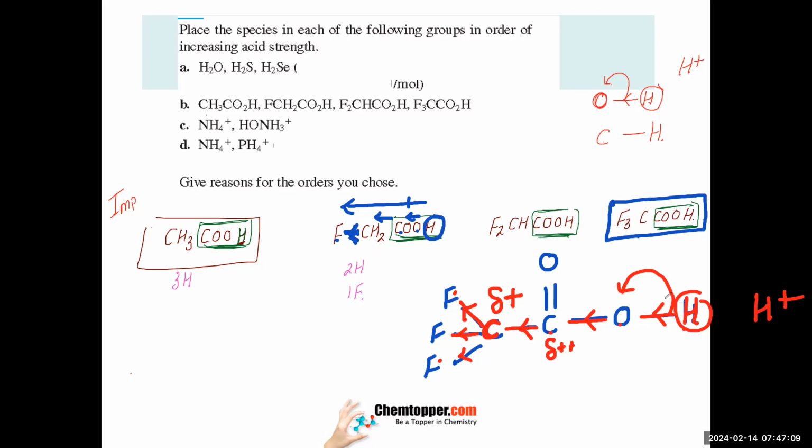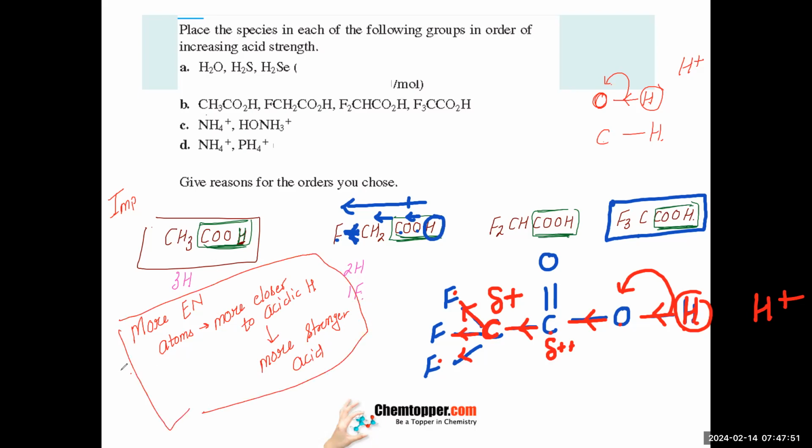Can we write down this example, this picture? You draw this picture and write down. Write down this line: more electronegative atoms, more closer to acidic hydrogen, more stronger acid. And draw this picture, this one. And please write on this, because I'm going to erase everything and I'm going to place a question based on this concept.